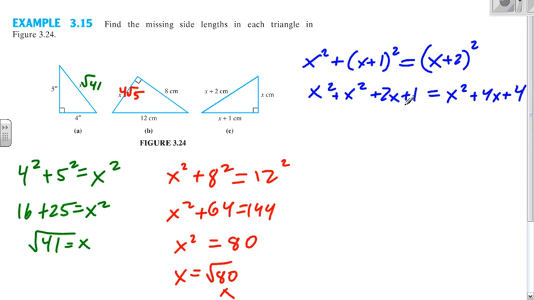And since it's a quadratic, we want to move everything to the same side of the equal sign. So when we subtract x squared, it will cancel one of those. When we subtract 4x, and we will subtract 4, we have x squared minus 2x minus 3.